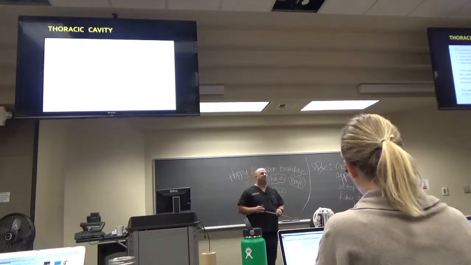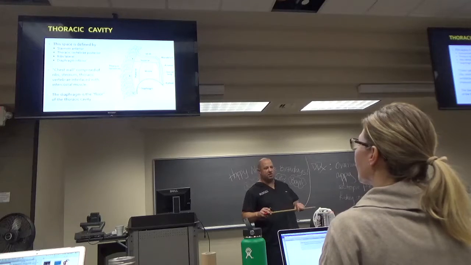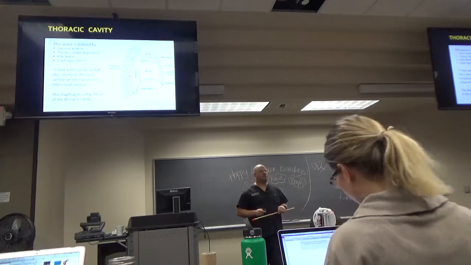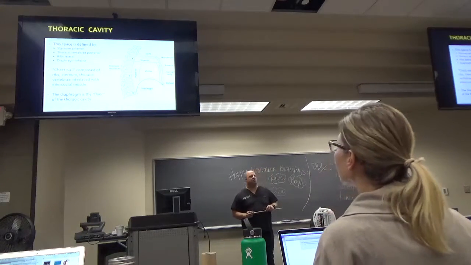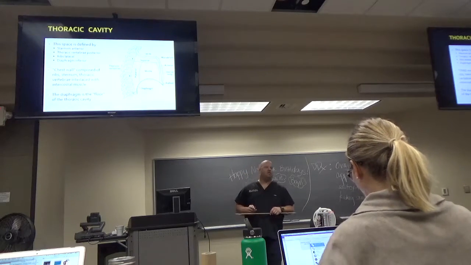Okay? Thoracic cavity is defined anterior by the sternum, thoracic vertebrae posteriorly, the ribs, and the diaphragm is your inferior border. Okay? The chest wall is composed of the ribs, the sternum, thoracic vertebrae, and intercostal muscles. The diaphragm is the floor of the cavity.